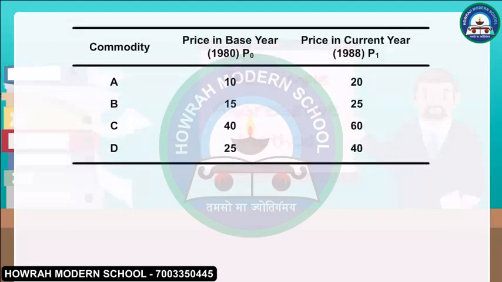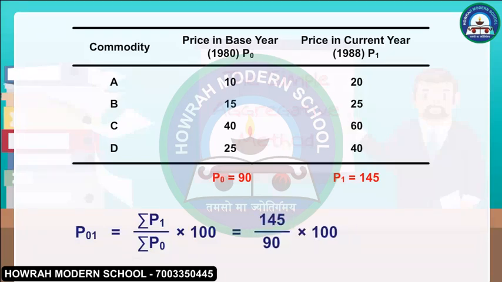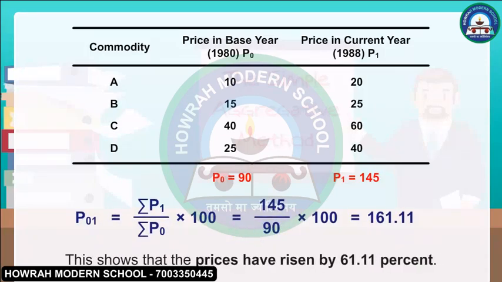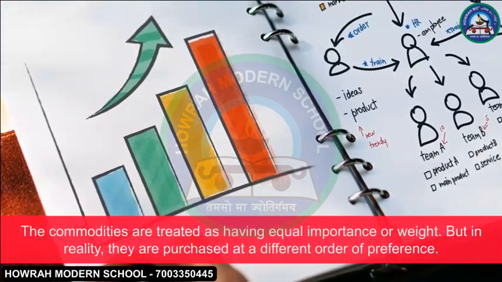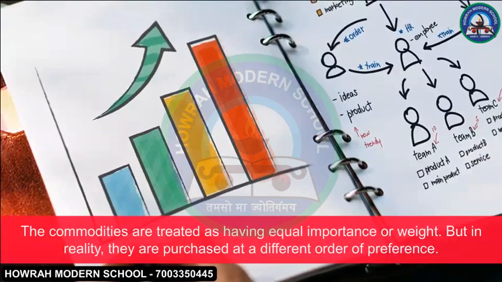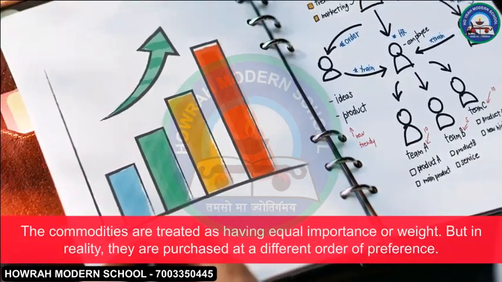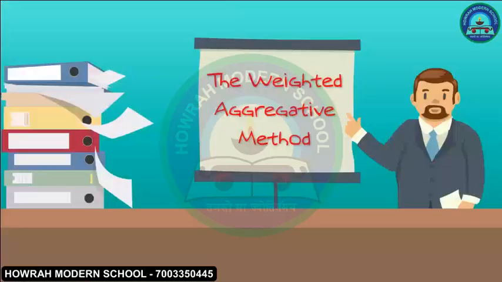In the example given here, P1 is 145 while P0 is 90. Using the formula, we get P01 equal to 161.11. This shows that the prices have risen by 61.11%. The commodities are treated as having equal importance or weight, but in reality, they are purchased in a different order of preference.